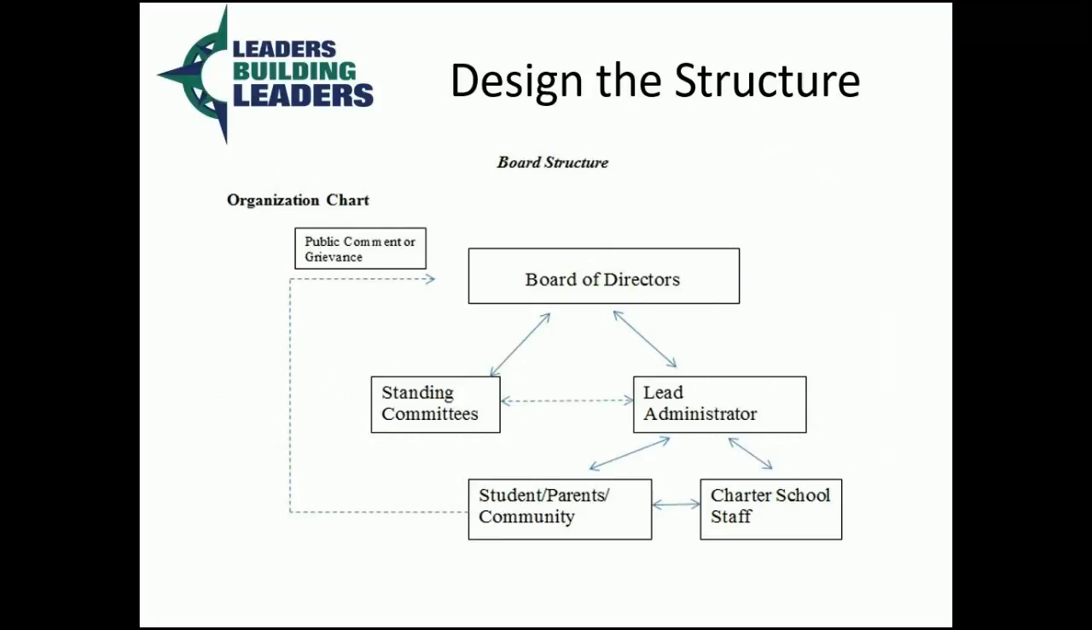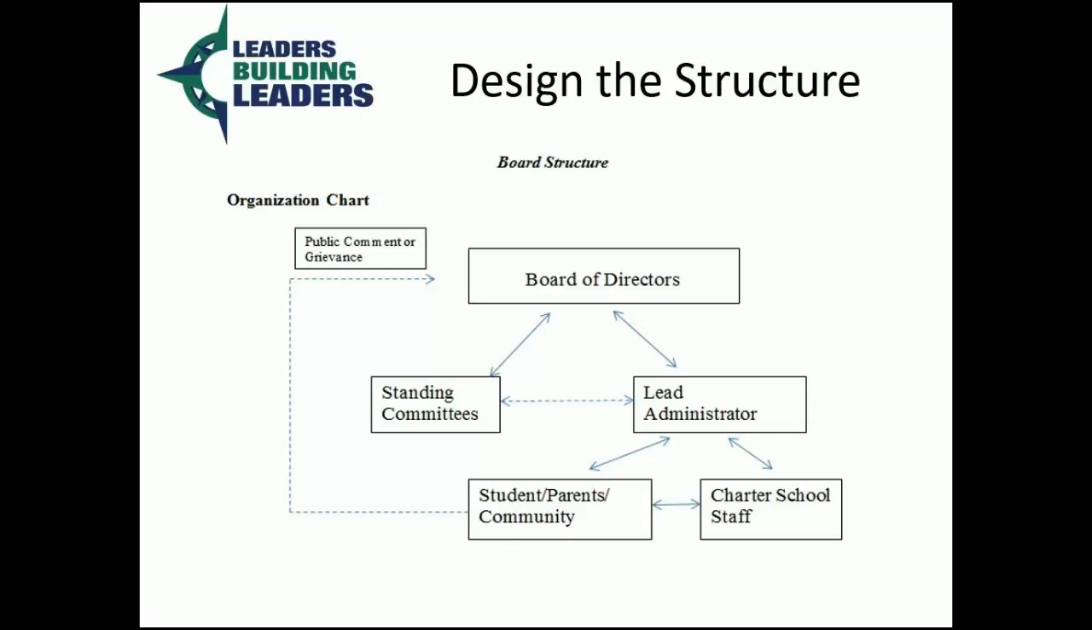And here's what a design of the structure looks like. You've got your board of directors, you've got direct lines to the lead administrator and the standing committees, and that's it. There's no other direct lines. The lead administrator has direct lines to charter school staff and the student parents and the community. They also have an indirect line to standing committees. The students, parents, and the community and staff have an indirect line through public comment or grievance. This is the design of the structure. It should always be like this.